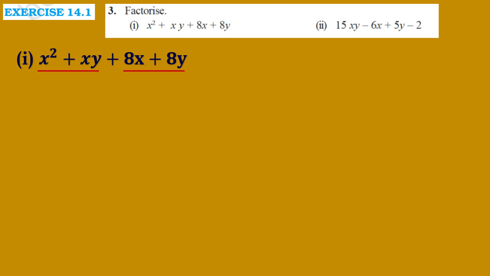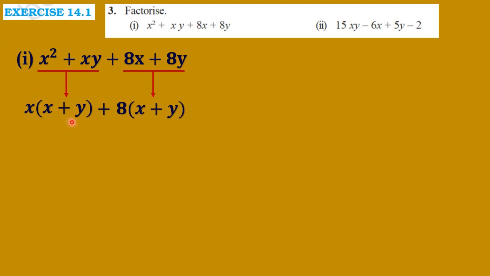Now the first group, let us factorize. There, x square and xy, what is common? x is common, is it? So let us take that common factor out. So what we will get, x into x plus y. Now here it is plus, that plus we have to write. Now in the third and fourth term, 8 is common. So let us take the common factor out there. So 8 into x plus y.